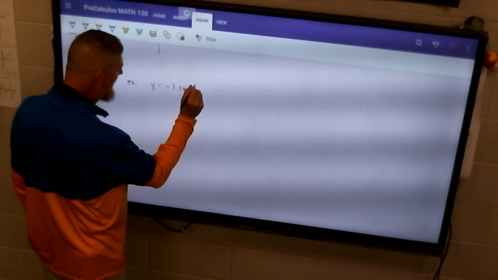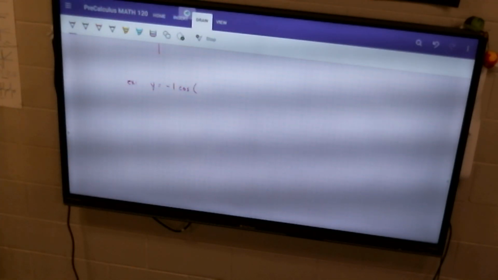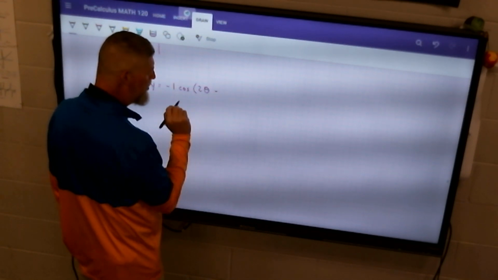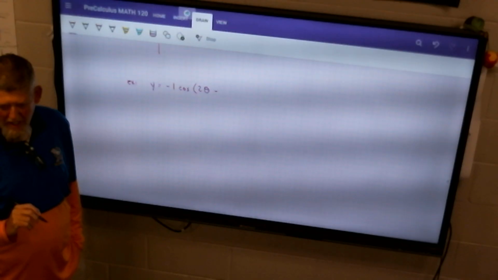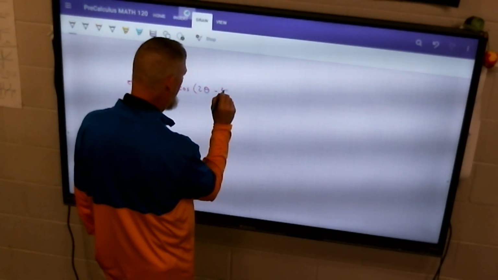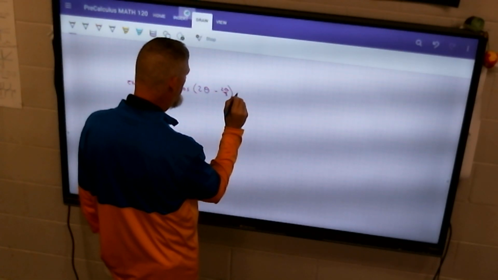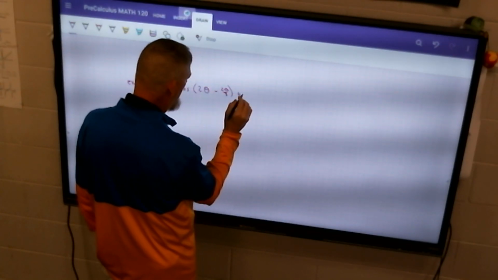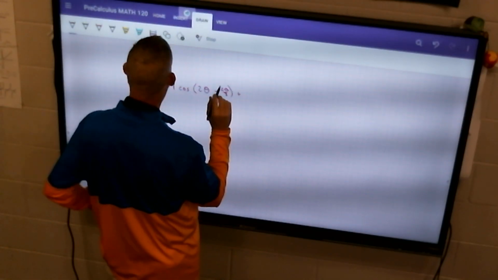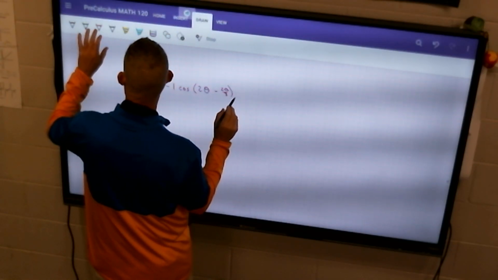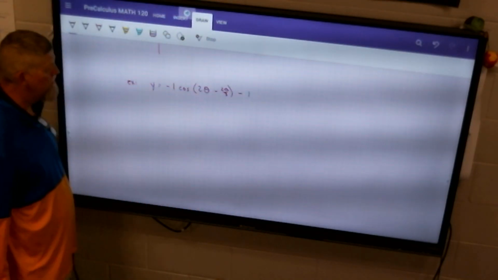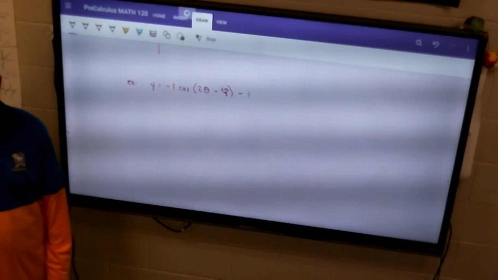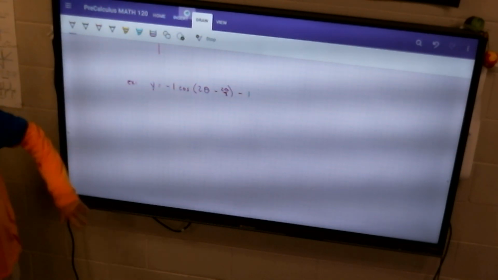Negative 1 times the cosine, and let's make it 2 pi minus, and let's go with, should we make this one really hard? Yeah, let's make this one kind of challenging. Let's make it 2 pi over 3, and then minus 1. I just wrote plus 1. Last one we went up, this will go down.